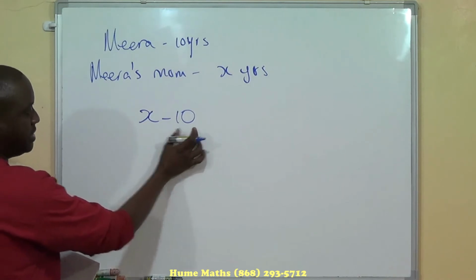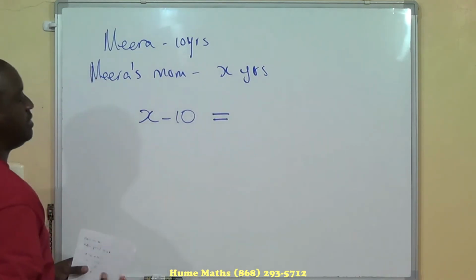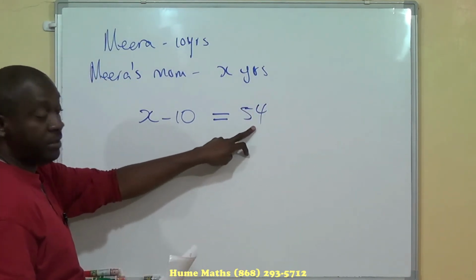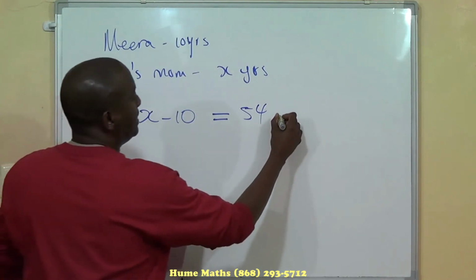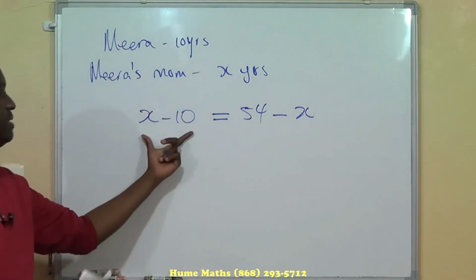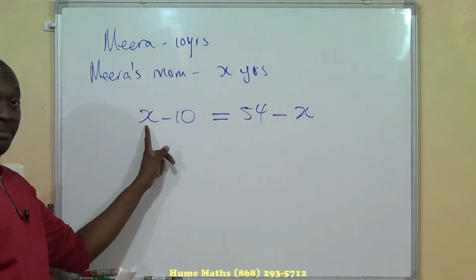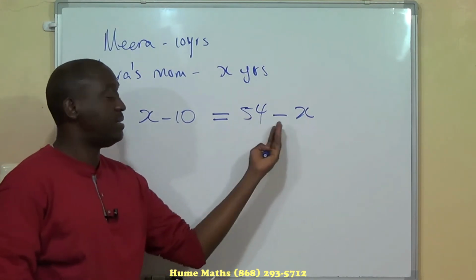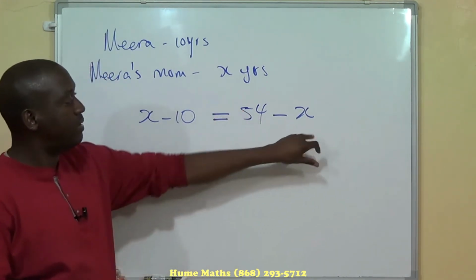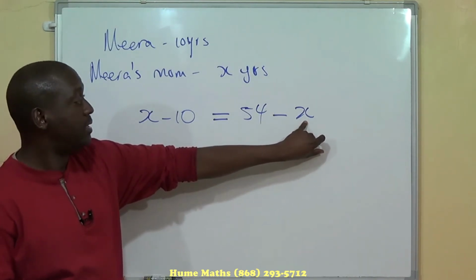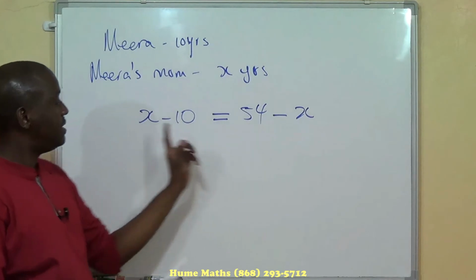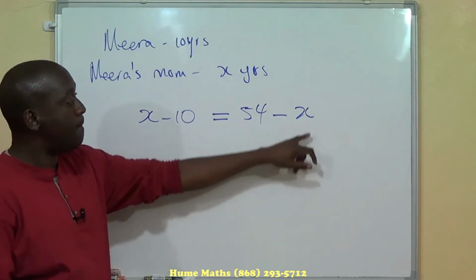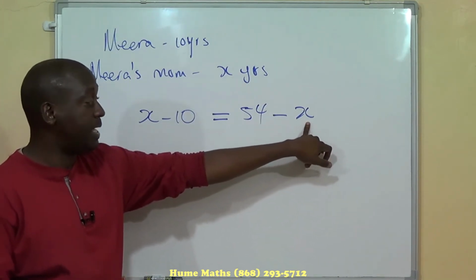That will be the same as the difference between the age of Meera's mom, whenever that is, which will be 54, and X. So in other words, this is the situation today: the age of Meera's mom minus the age of Meera. And this is the situation, whenever that is, when Meera reaches the age of Meera's mom today. So today Meera's mom is X years old. At some point in the future, Meera herself will be X years old.